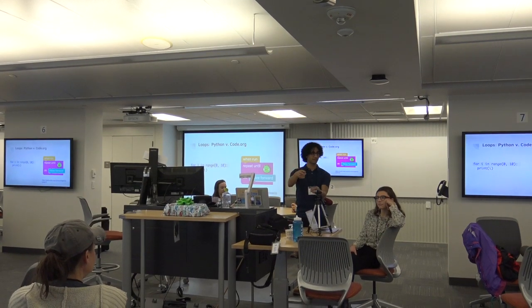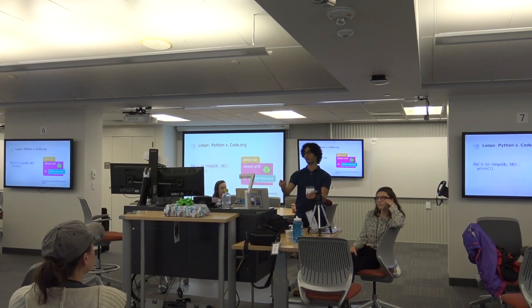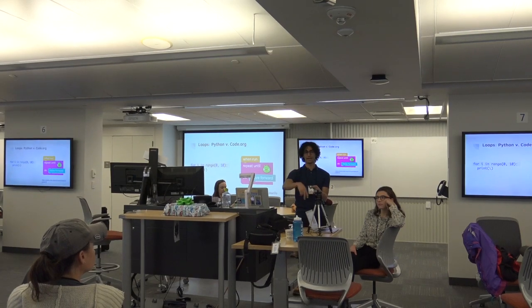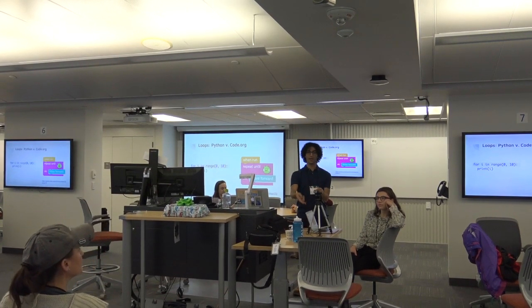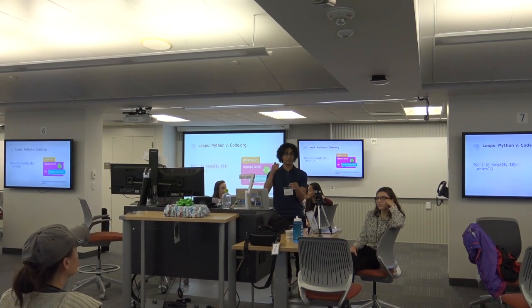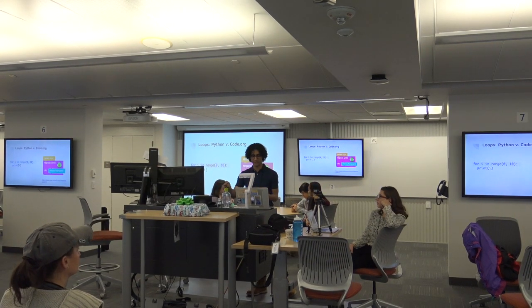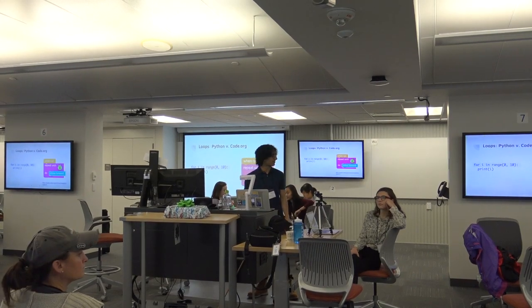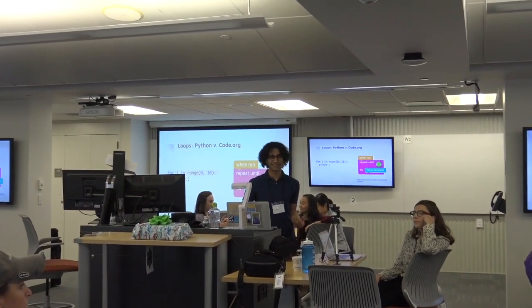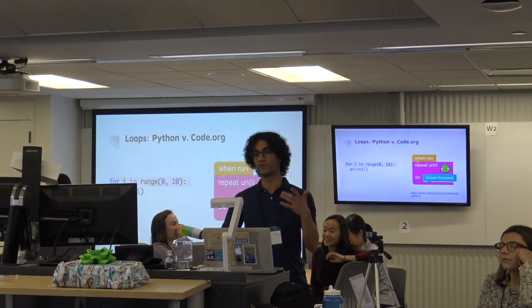Then it goes back and does it again, except i is now 1, so you print 1. Then you go back again until it's 2, and it goes back again. You keep going and printing i: 0, 1, 2, 3, 4, 5, 6, 7, 8, all the way up to 9. It won't do 10, because that's how Python works. But that's basically the idea of a loop. You're just doing something over and over again.